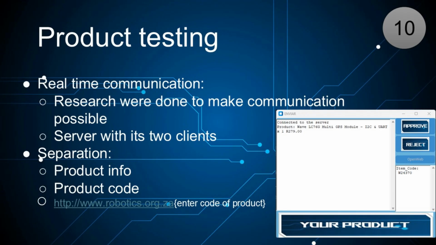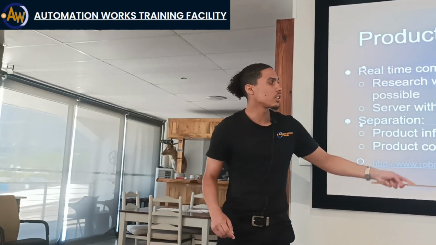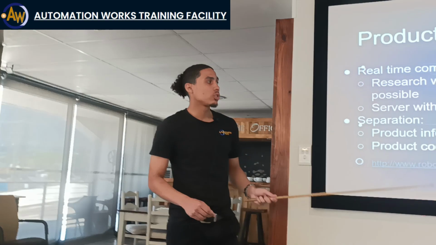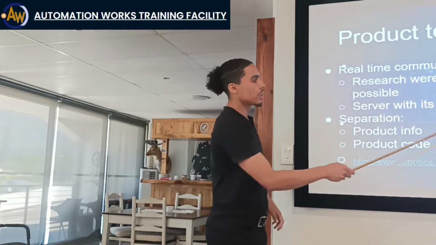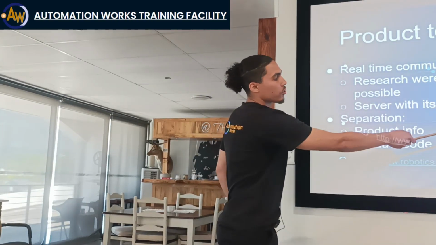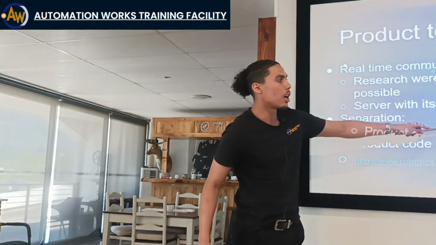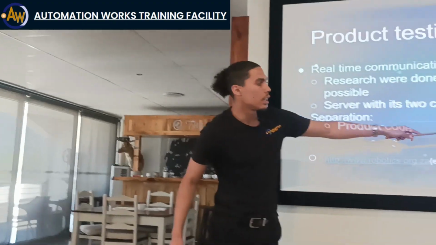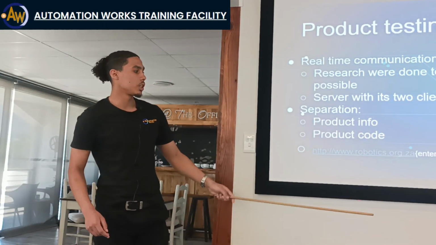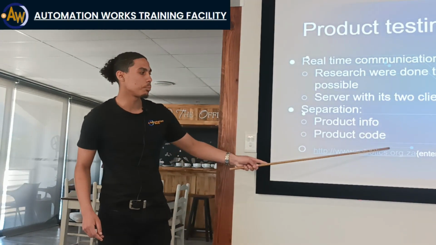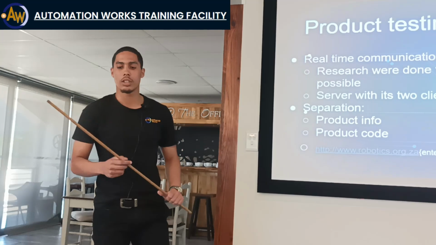In my product testing, I only tested to see if the secondary application can receive messages, and also in the process of seeing if it can receive messages, I also wanted to separate the product code and the product information. So here, the product information would be the amount, the price, and also the name. And there at the bottom is the code. Now the code is the main part, because if you type this link into your computer and also the code of the product, it will take you directly to the product.